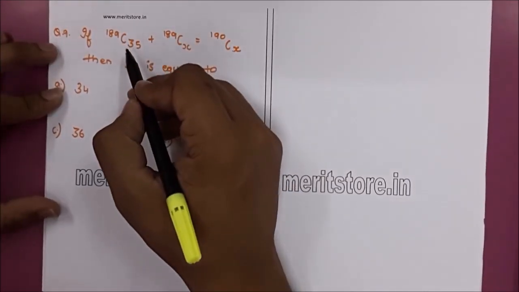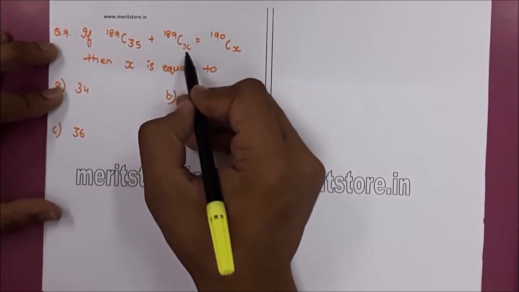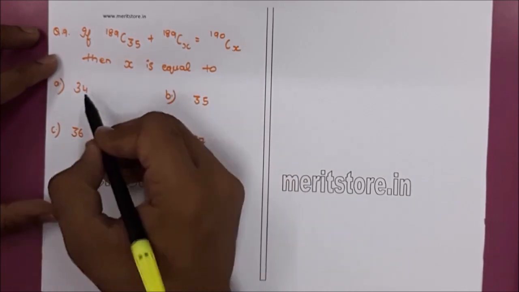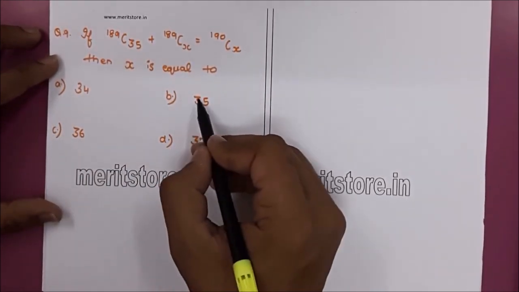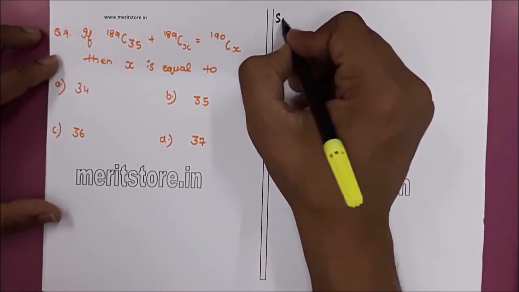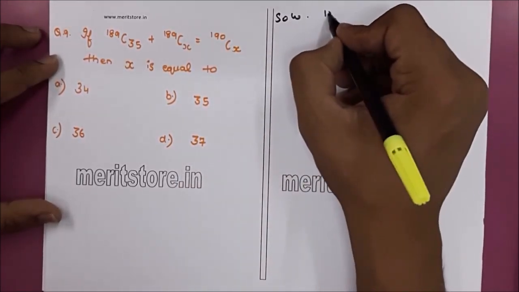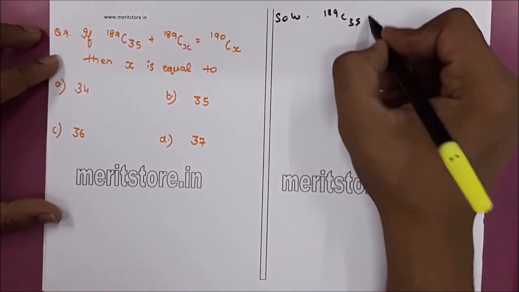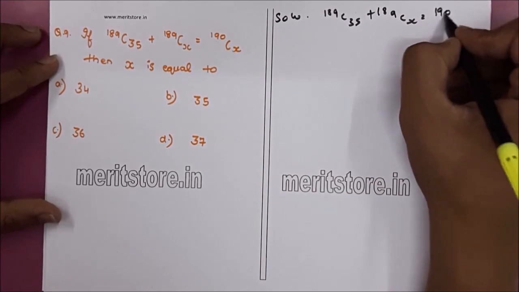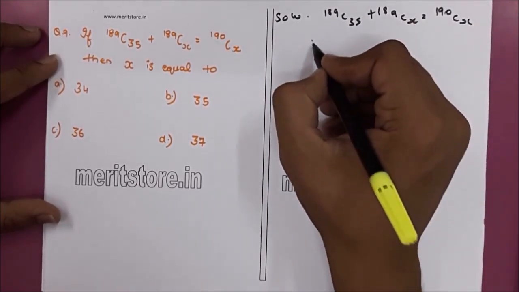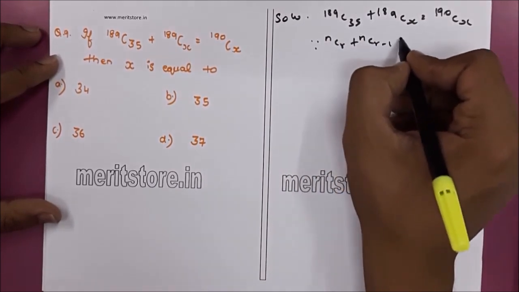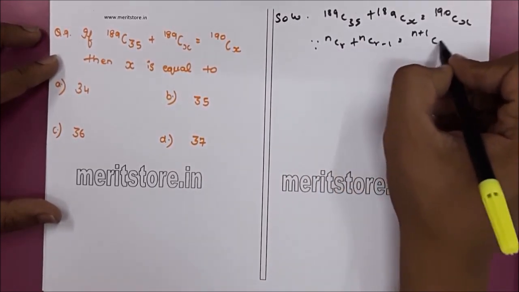If 189C35 plus 189CX is equal to 190CX, then X is equal to option A 34, option B 35, option C 36, option D 37. Therefore the solution is: 189C35 plus 189CX is equal to 190CX. Since NCR plus NC(R minus 1) is equal to (N plus 1)CR.